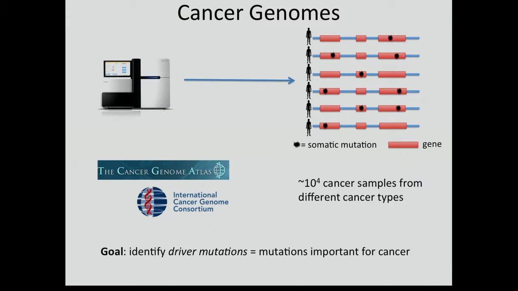And in particular, what we've seen is that nowadays we are able to measure somatic mutations in many patients of a given cancer type. And there are at least 2 large projects that are doing that for thousands or tens of thousands of patients. And one of the main goals is to identify driver mutations using all this data. So we want to identify the mutations important for cancer.